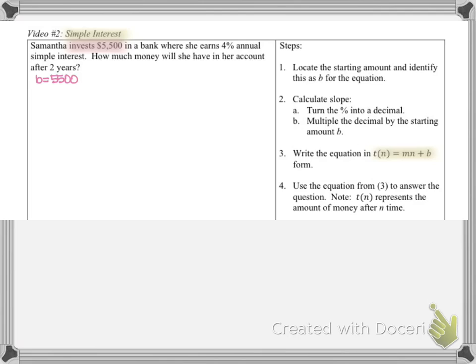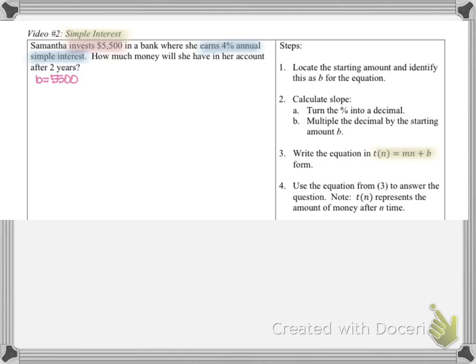Now I need to take a look at how this is growing, or how it's making money for her. We know that she's earning, so that's good, money's going up, at 4% annual simple interest. Simple interest means we need to find the slope here. So here's what we're going to do. We are going to take the 4% itself and turn it into a decimal.